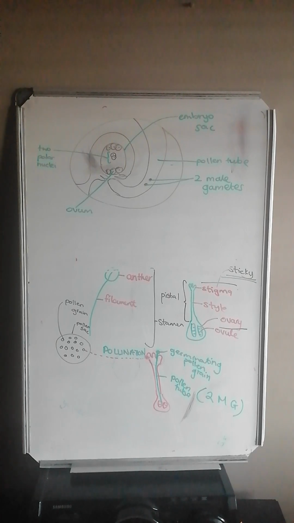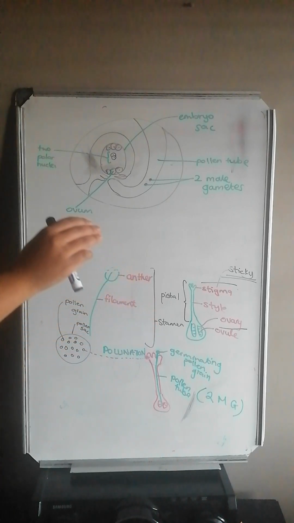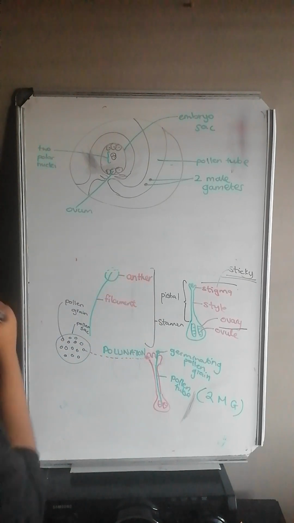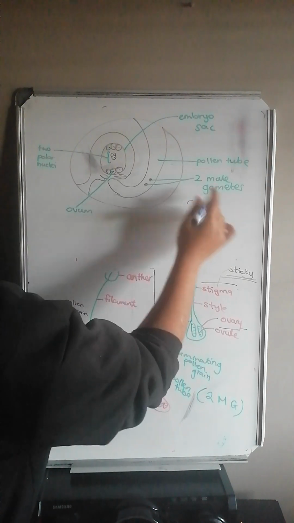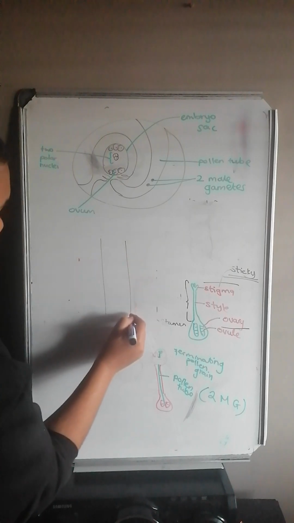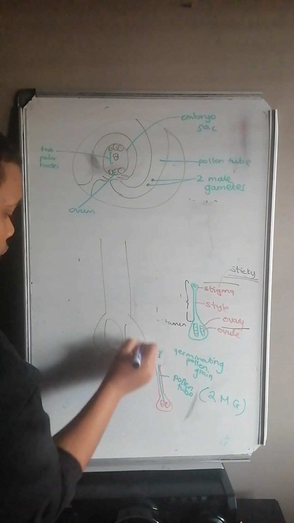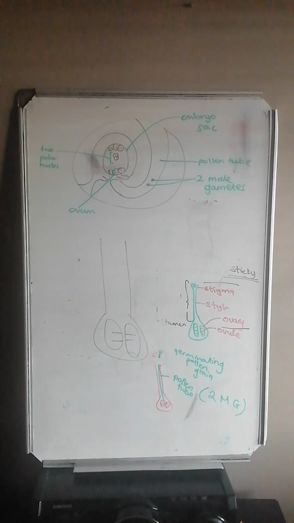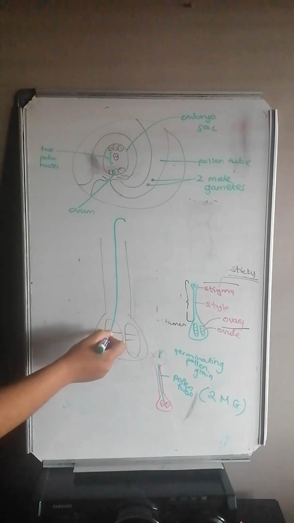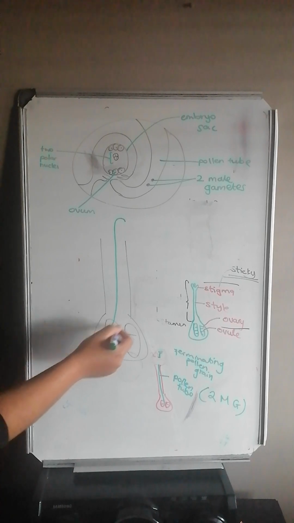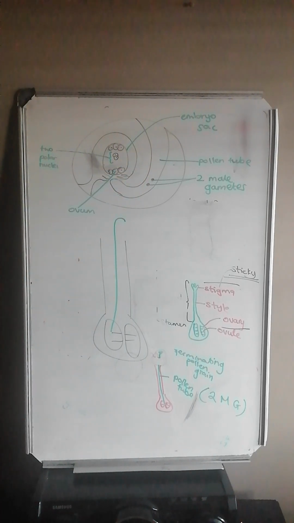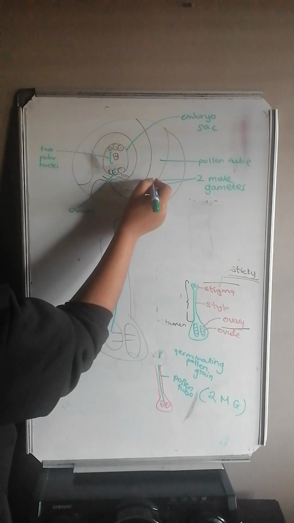So what happens is the pollen tube will go down the style, right? And it will now go into the ovary. So let's just enlarge the style. What happens is the pollen tube grows down the style, it penetrates the ovary, it now enters the ovule, right? And then it will eventually reach the embryo sac. Once it's at the embryo sac, it will release those two male gametes.